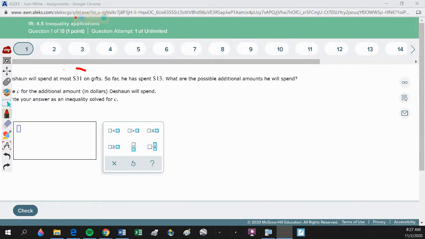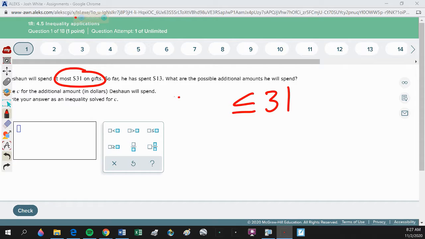So right here, at most 31. What symbol do we use for at most? Less than or equal. How do you know it's equal? Does 31 count? Yes, 31 does count, so we need an equal to. And we've already spent 13, and it wants us to use C for our answer.